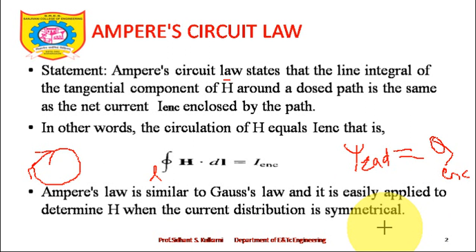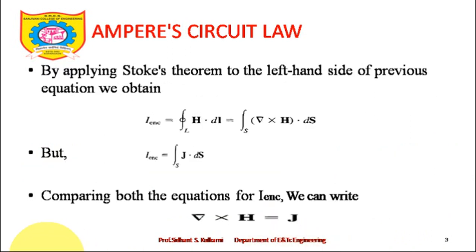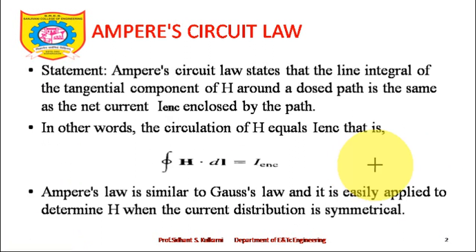Sometimes Ampere circuit law is also called Gauss law for magnetostatics. There is nothing wrong in it. Now see, this was the statement of the law, the first form. We'll call this equation number 1 for timing.